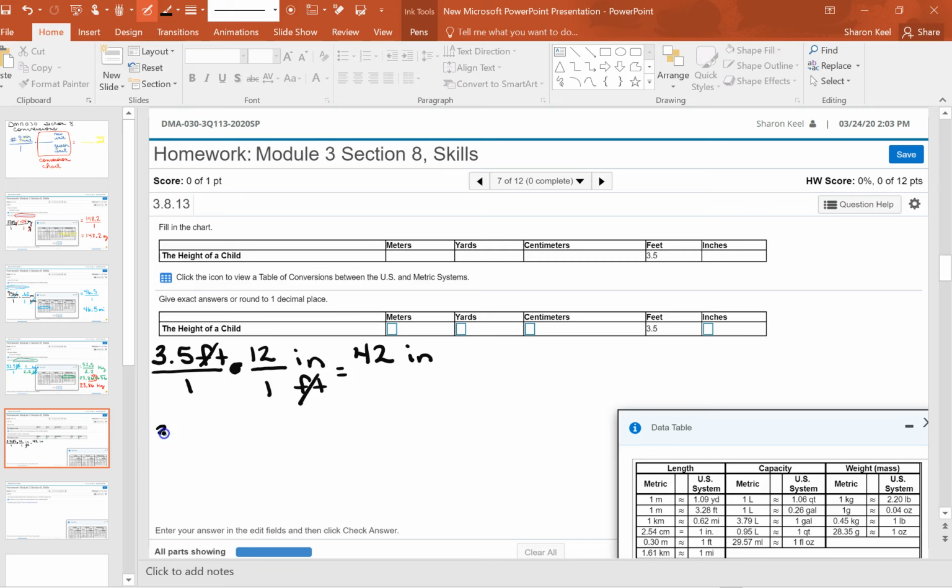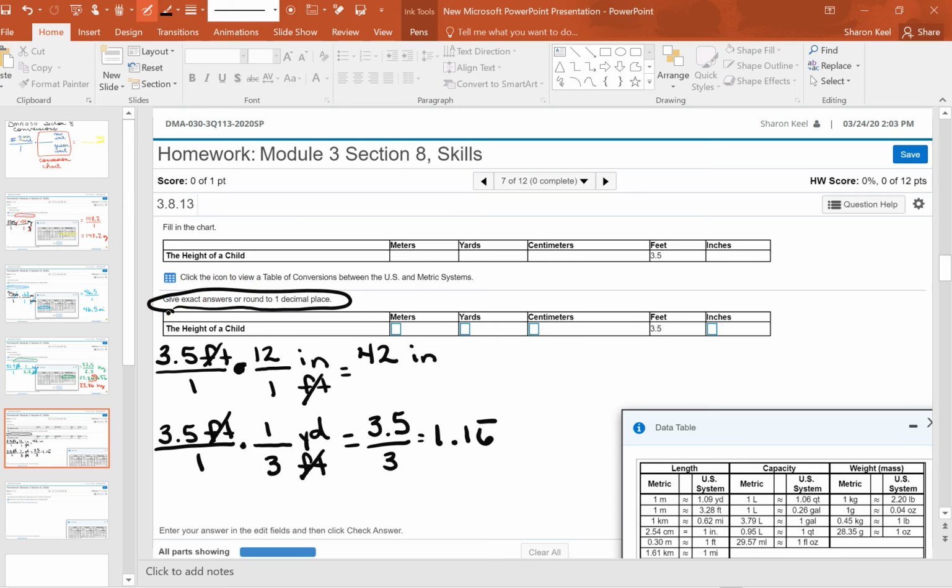When I go from 3.5 feet, put it over 1, and I want to convert it to yards, I'm going to put feet here. In this case, I don't need to look at the chart, but 1 yard is equal to 3 feet. Feet and feet are going to cancel. 3.5 times 1 is 3.5. 1 times 3 is 3. When we take 3.5 and divide by 3, that's going to give us 1.16 repeating.